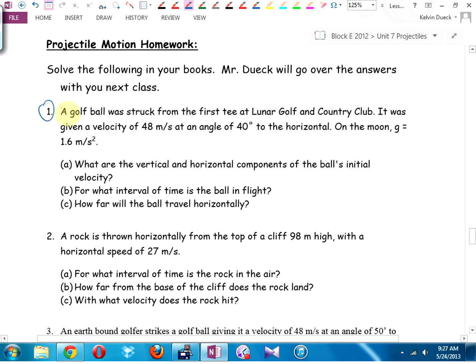Number one, on the moon. So number one is just like we've done. We're launching from an angle on the ground, except instead of G being negative 9.8, what does the question say G on the moon is? 1.6. You all know that one of the moon landing astronauts, I think it was Alan Shepard, but I have to look it up, brought a golf club and a golf ball and famously teed off on the moon, the world's most expensive golf course.